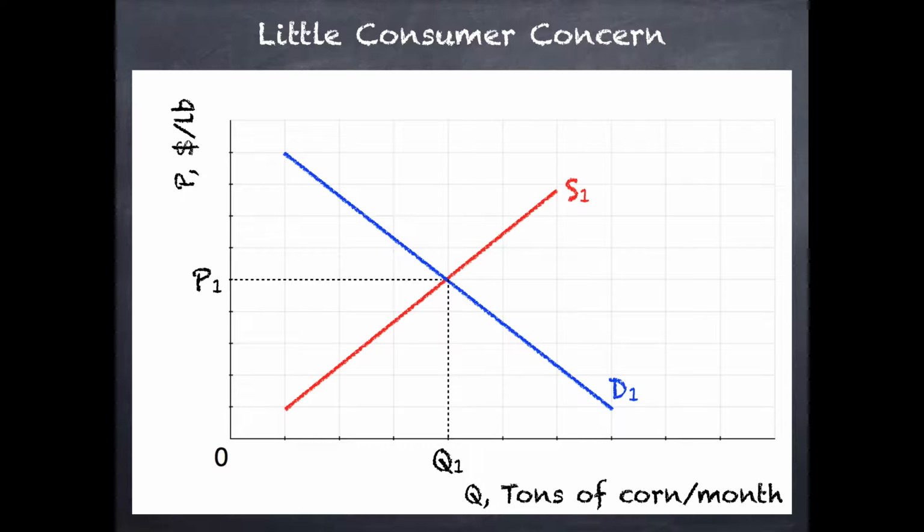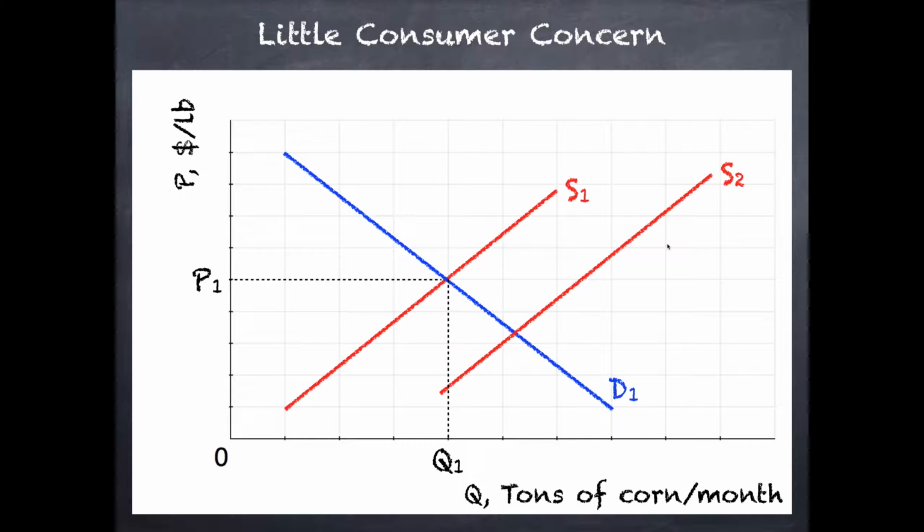So what we end up seeing is that with the development of these genetically modified seeds, this is lowering the cost of production for the firm. So the supply curve is going to shift to the right. So we see, here's our original supply curve, here's the new supply curve, and this rightward shift of the supply curve is due to the lower costs associated with the genetically modified corn.